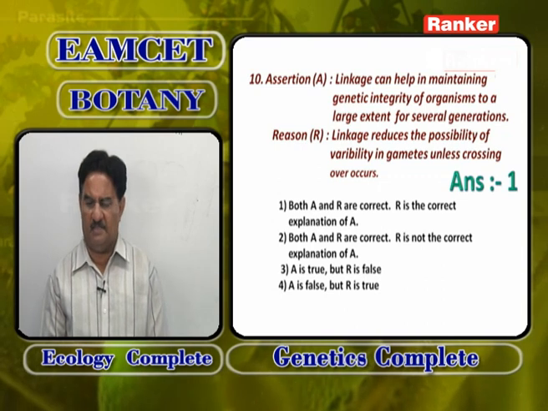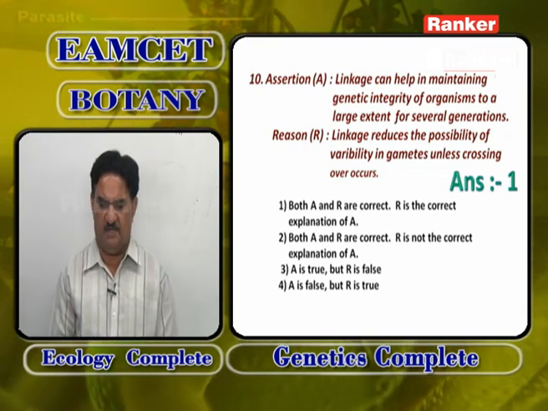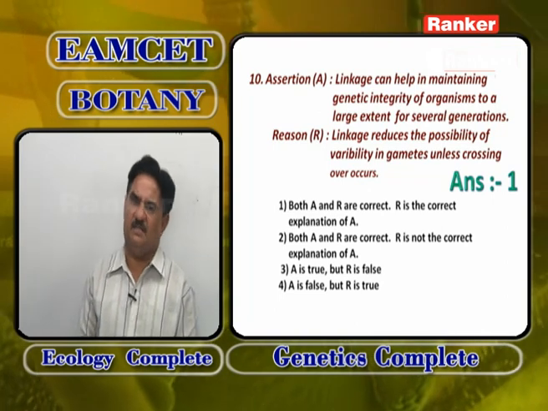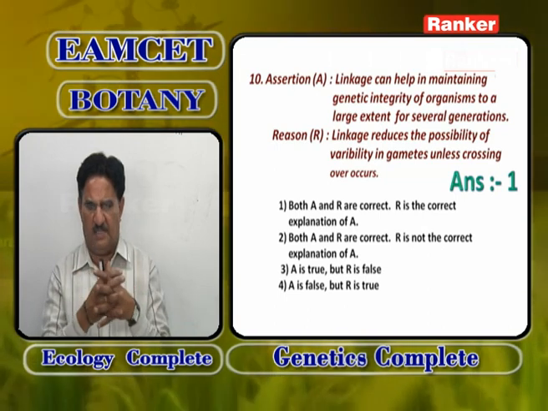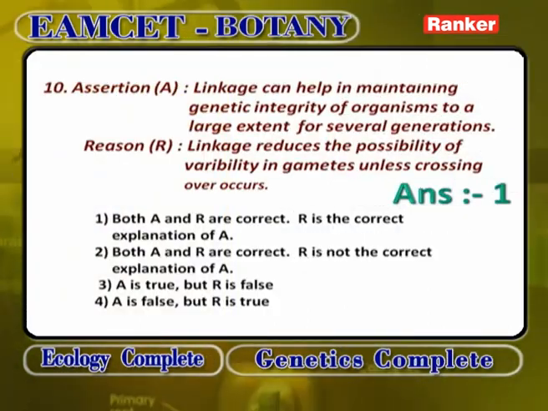This is assertion. Linkage can help in maintaining genetic integrity of organisms to a large extent for several generations. Whenever dominant genes or recessive genes controlling same character are present close to each other, they are easily inherited generation after generation. Reason: linkage reduces the possibility of variability in gametes unless crossing over takes place. So, linkage reduces the possibility of variability. Because the genes are not getting independently assorted, new characters will come in lesser amounts. We do not say new characters will not come, new characters come in lesser amounts, and unless crossing over takes place, linkage cannot be minimized.